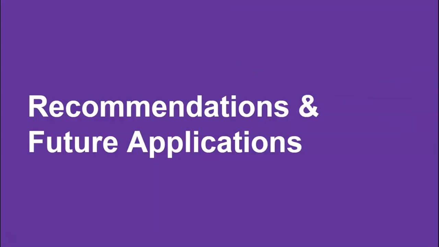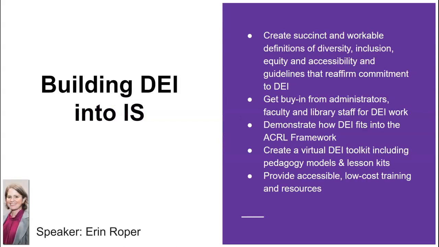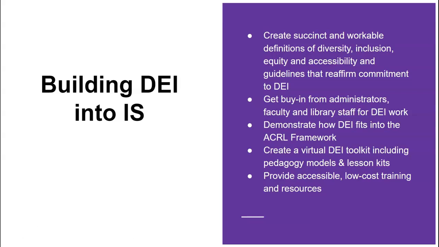Recommendations and future applications. In order to build DEI into the ACRL instruction section, we must first have clear and actionable definitions for diversity, equity, and inclusion, and a clear understanding of how these concepts fit into the ACRL framework. Unambiguous definitions will make it easier for library professionals to put DEI into their library instruction sections and ACRL-IS efforts.